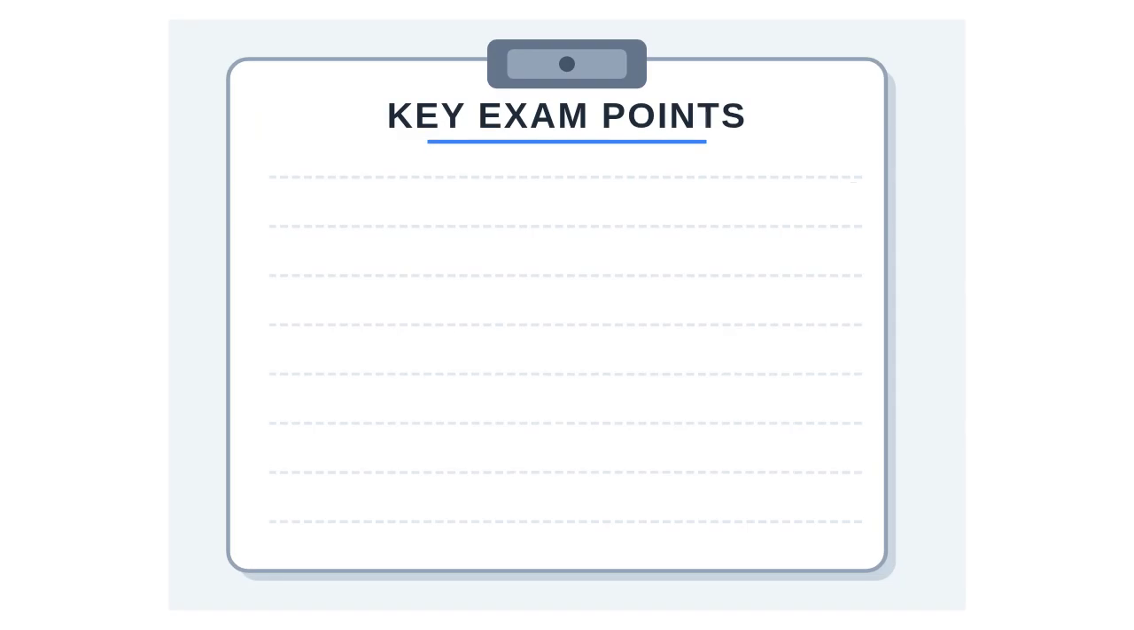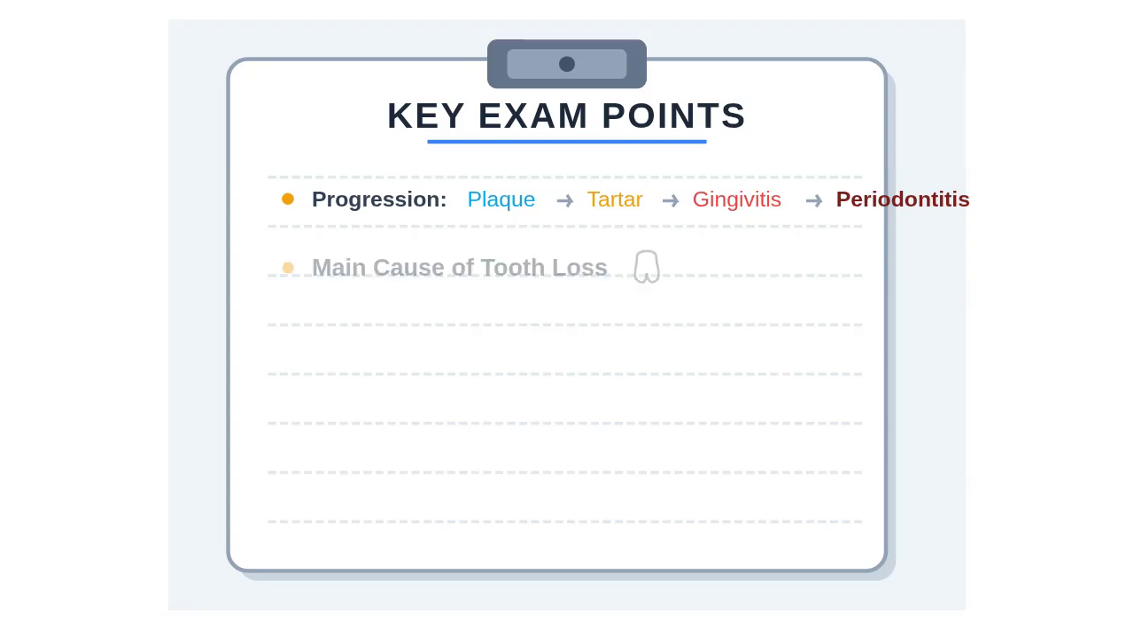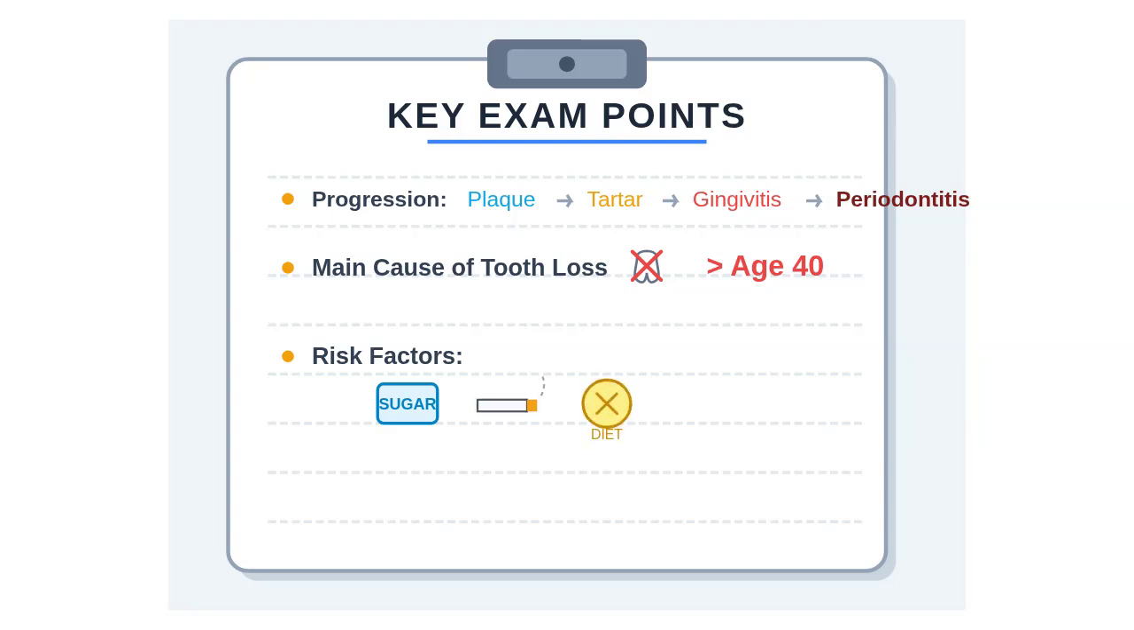The key exam points are that gingivitis is caused by plaque buildup, progresses from plaque to tartar to gingivitis to periodontitis, and is the main cause of tooth loss over 40. Risk factors include diabetes, smoking, poor nutrition, poor oral hygiene, and pregnancy. Unprovoked gum bleeding is a referral point.